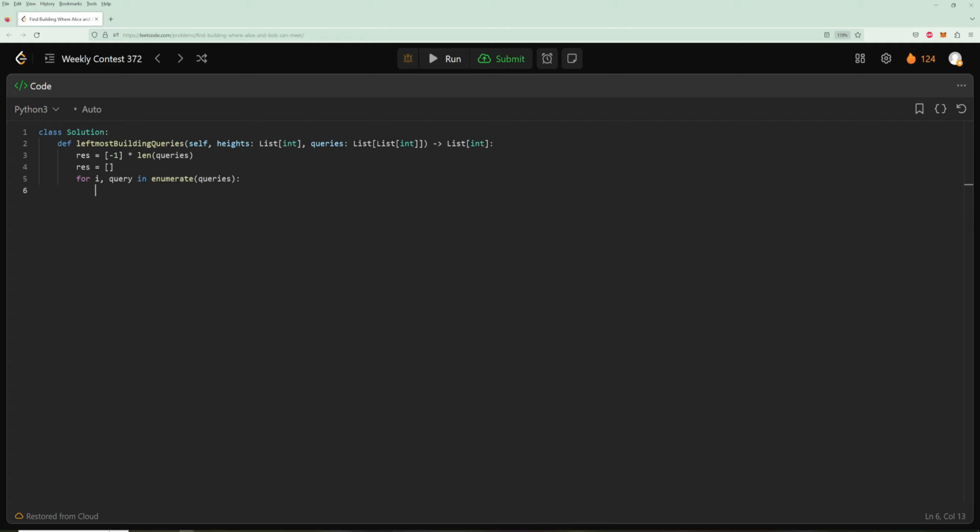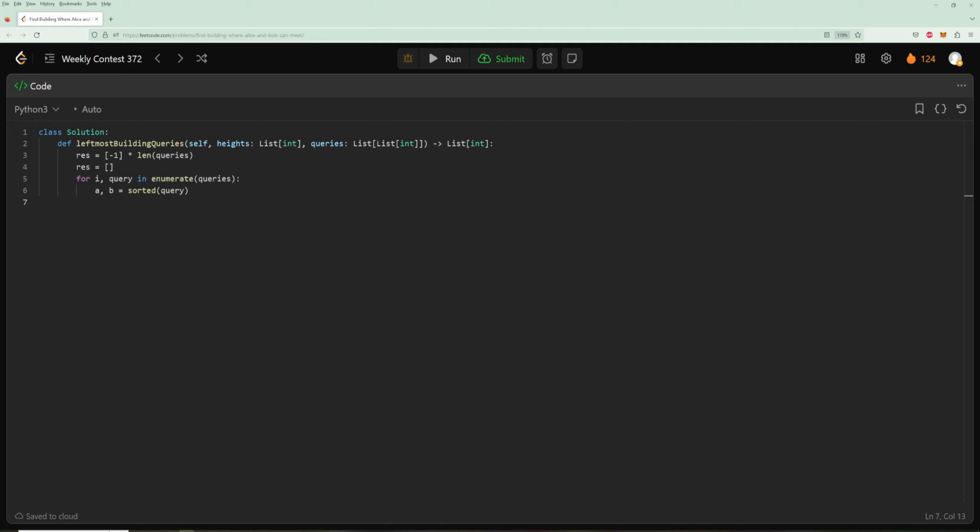Remember, a query can be reversed. So we're just going to sort it really quick because that costs nothing, right? If our query is like 5, 2, we want to have it as 2, 5. You can also just use the max, but I'll just do it this way. A, b equals sorted query. That way A is guaranteed to be the leftmost value.